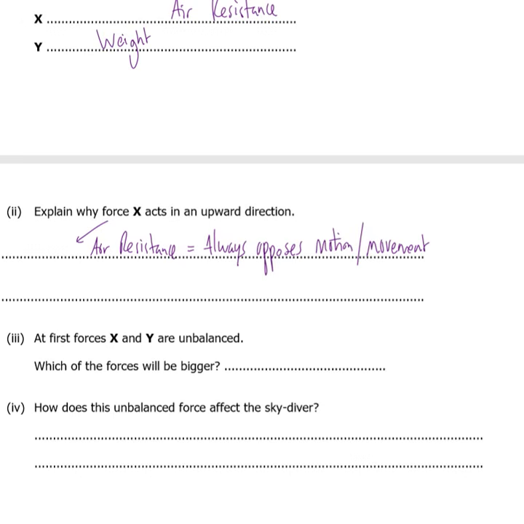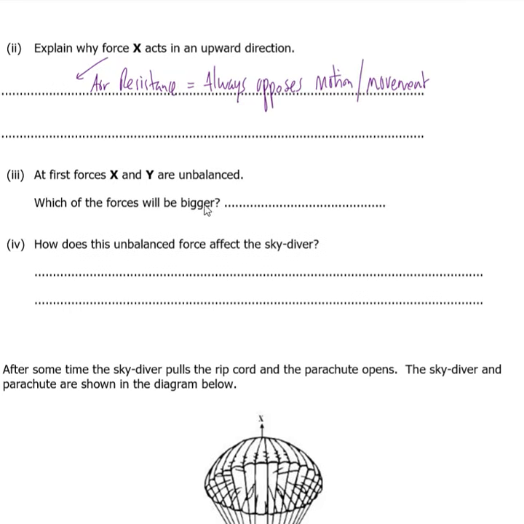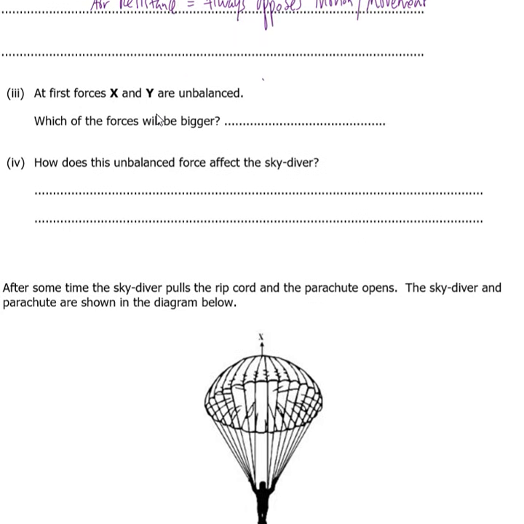Now, what happens if it is unbalanced? Which force will be greater? If it's unbalanced, it means that Y, which is the weight, will be greater. Because you're falling, you fall faster. Now, how does this affect the weight?